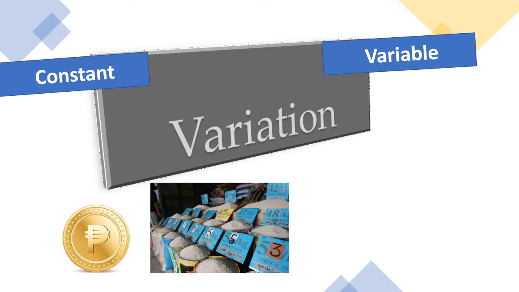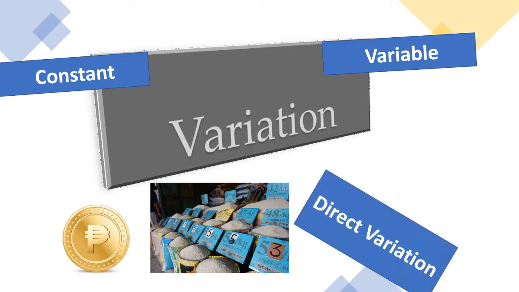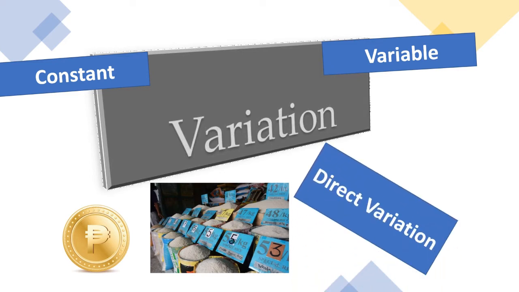The price of the rice per kilogram stands for a constant, or it is the constant, and the number of kilograms stands for the variable. So meaning that the total price of the rice depends on the number of kilograms. And this is an example of direct variation. Why direct? Because there is a direct relation between the total price of the rice and the number of kilograms.